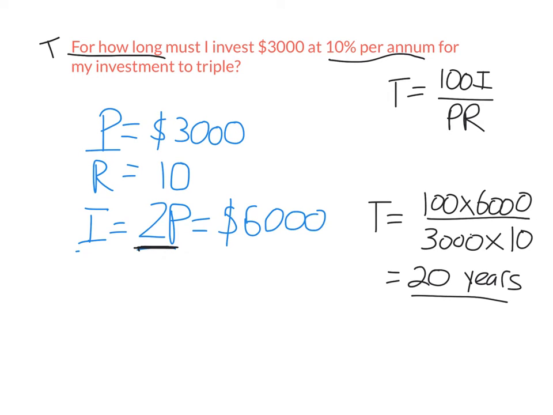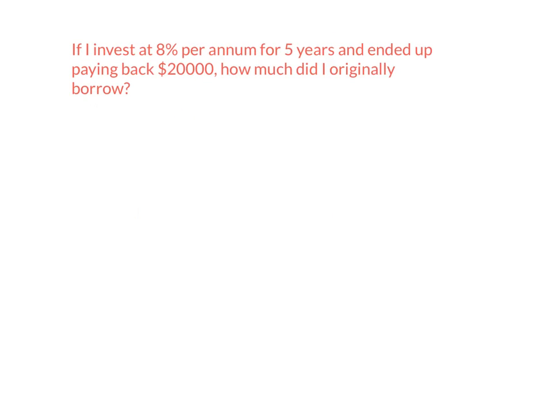All right, just one more example I need to go through for simple interest. So I borrow at 8% per annum for 5 years and end up paying back $20,000. How much did I originally borrow? So this one is even trickier than the ones we've done because we don't actually know P or I. We don't know how much of that $20,000 is principal and how much is interest. So what we have instead is A, the amount.